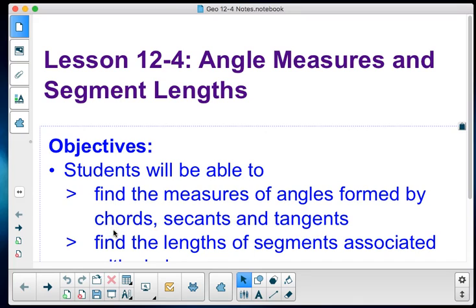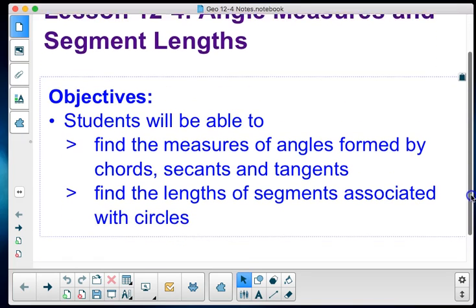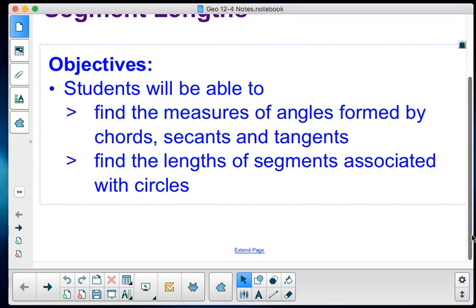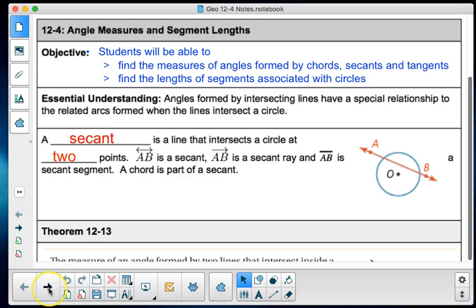Remember, a chord has endpoints on the circle. Secants cross the circle at 2 points but extend outside the circle, and tangents come in contact with the circle at 1 point, and that's the point of tangency. Then students will also find the length of segments associated with circles. Are those segments inside the circle or outside the circle? We'll find out what those things are.